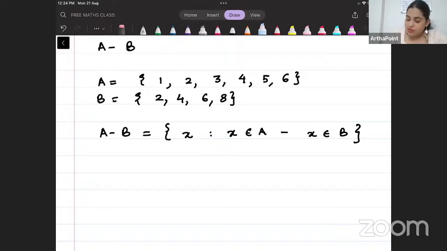I am going to remove which elements, beta? 2, 4, 6, and 8. So I will remove 2, I will remove 4, I will remove 6, 8 is not there. So A minus B will give me 1, 3, 5.